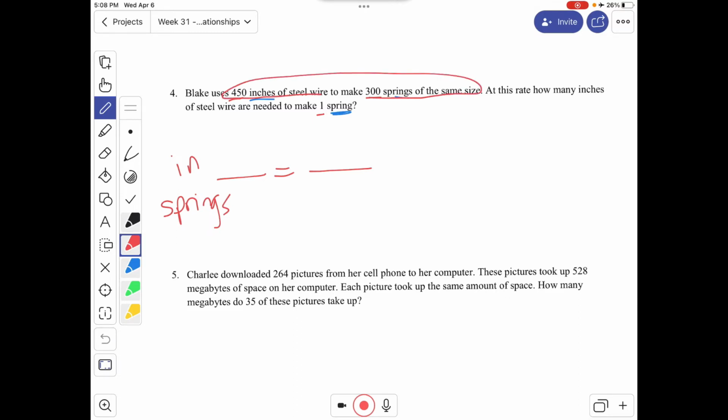This is our rate because it's in the same sentence. 450 inches to 300 springs. And we're trying to predict for one spring. What would we do to 300 to turn it into 1? We'd have to divide by 300. So if we do that on top, then you will have your answer.